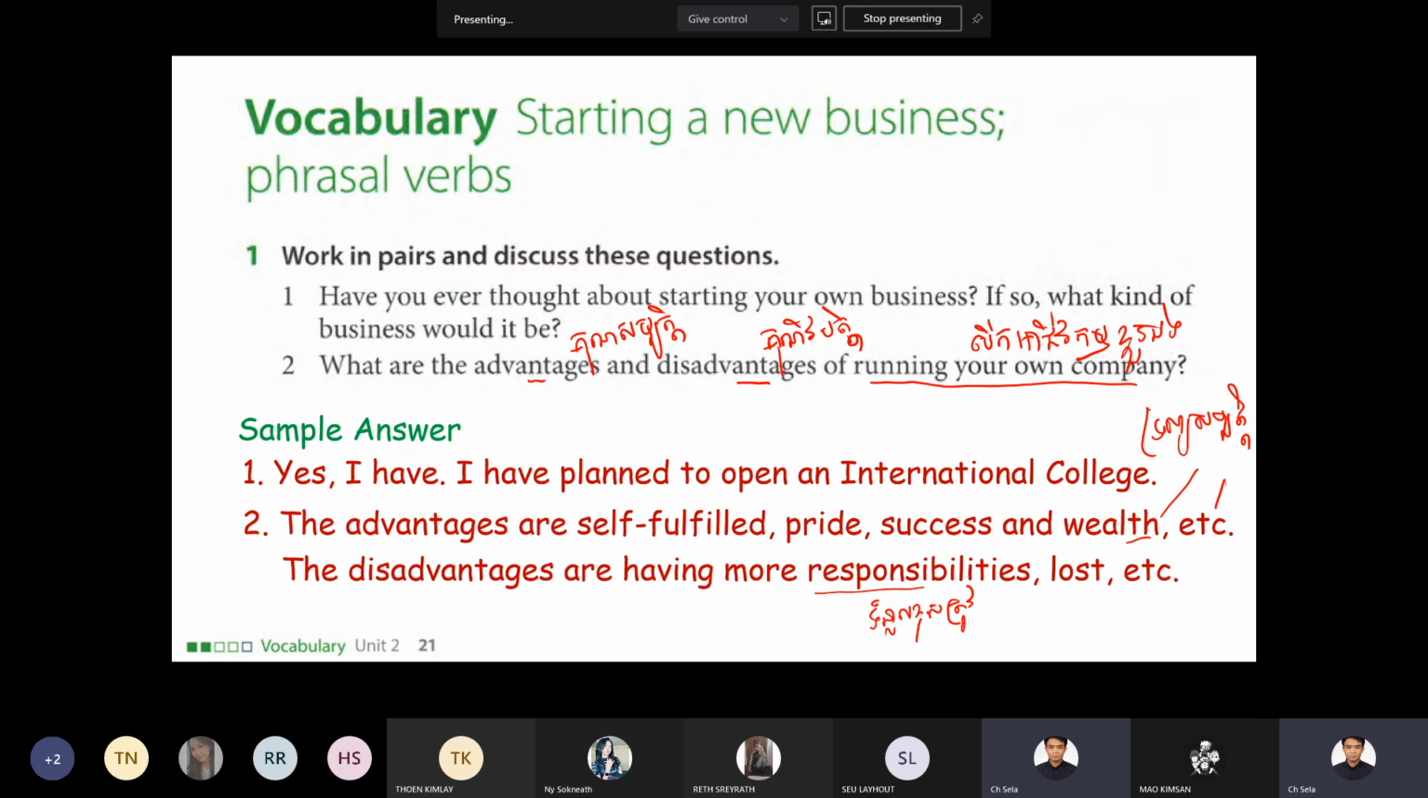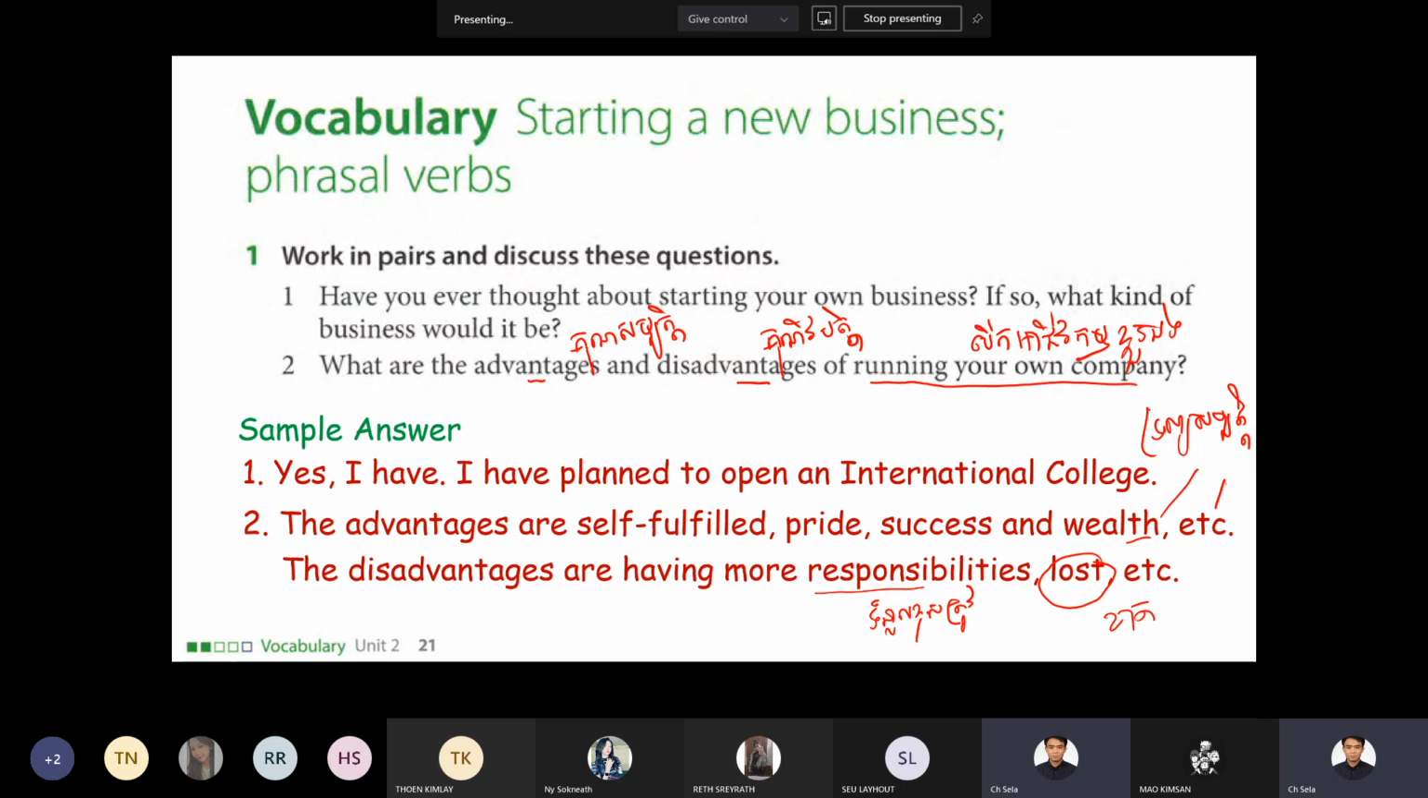And I have to look after all my staff, my customers, thinking what kind of products I should buy, check everything. So I have a lot of responsibilities. And if I do not take care of my customers and my staff, I may be lost, right? I may be lost. Okay, so these are my answers.